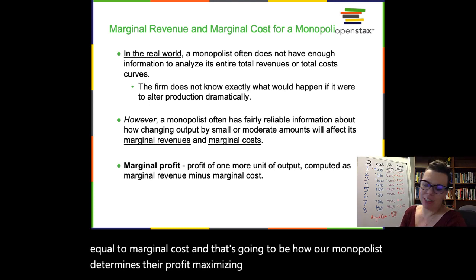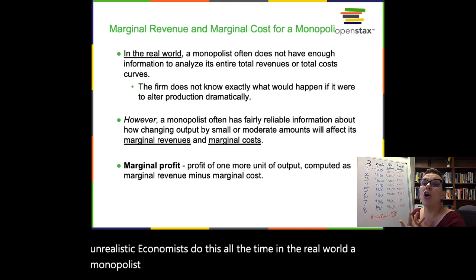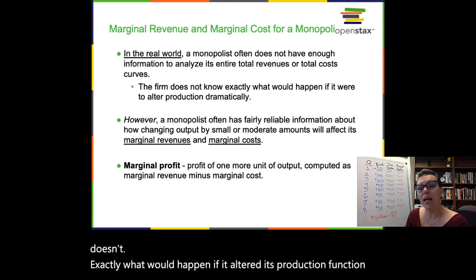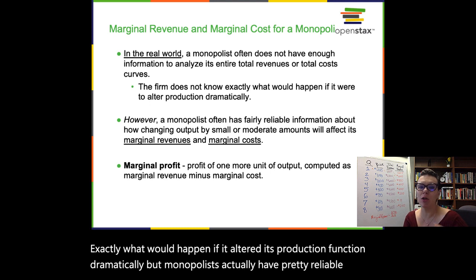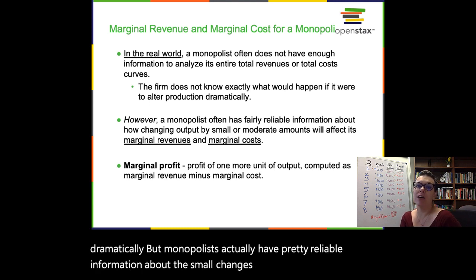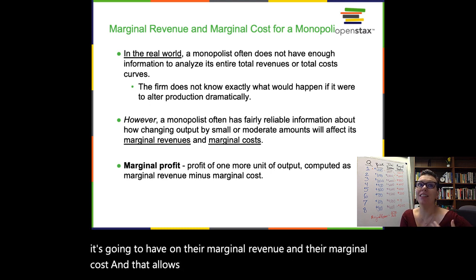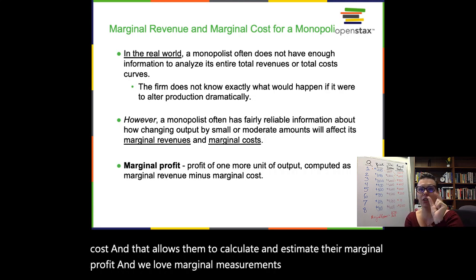Yes, this is a little unrealistic. Economists do this all the time. In the real world, a monopolist doesn't necessarily have all of this information. A firm doesn't know exactly what would happen if it altered its production function dramatically. But monopolists actually have pretty reliable information about the small changes in output and what effect it's going to have on their marginal revenue and their marginal cost. And that allows them to calculate and estimate their marginal profit. And we love marginal measurements in economics because we like to look at the incremental change.